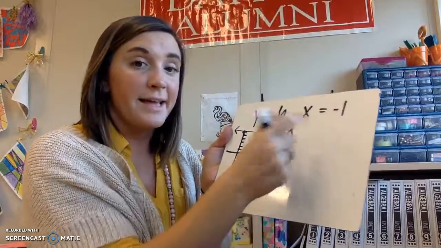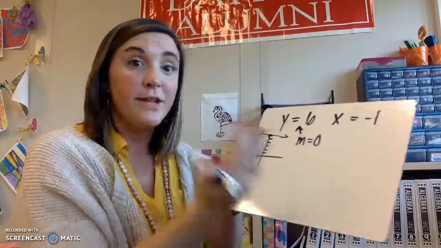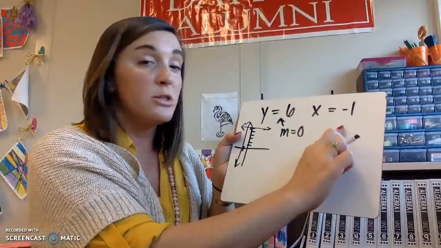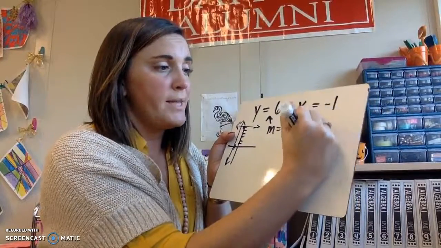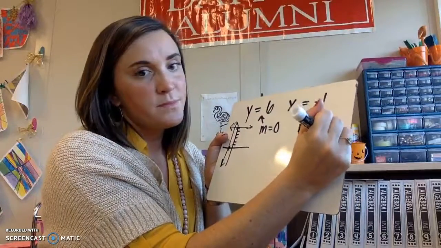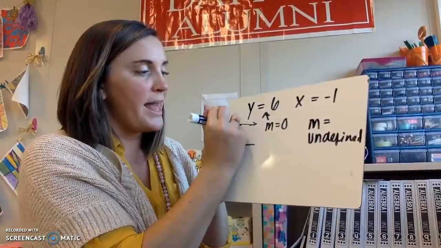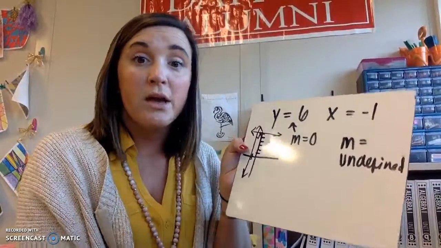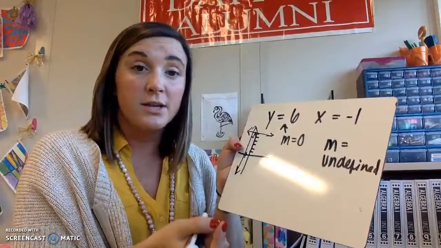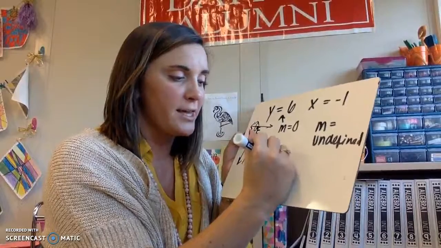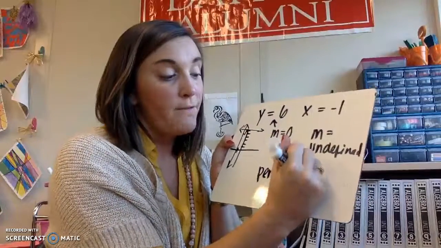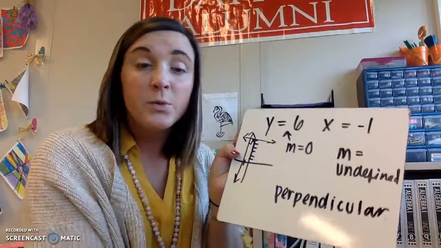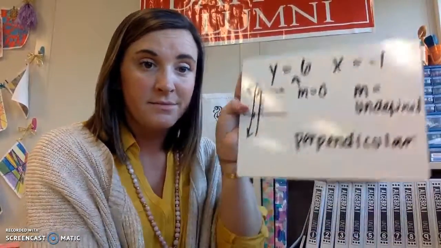So x equals negative 1. It's never going to move left or right from that negative 1. So that's going to be a vertical line. So the slope of a vertical line, remember, is undefined. Right angle, this is the example where we don't use opposite or negative reciprocal, but we know 0 and undefined are horizontal and vertical lines. This is a perpendicular relationship. If you had 2 vertical lines, they would be parallel. 2 horizontal lines would be parallel. When you have one of each, it's perpendicular.